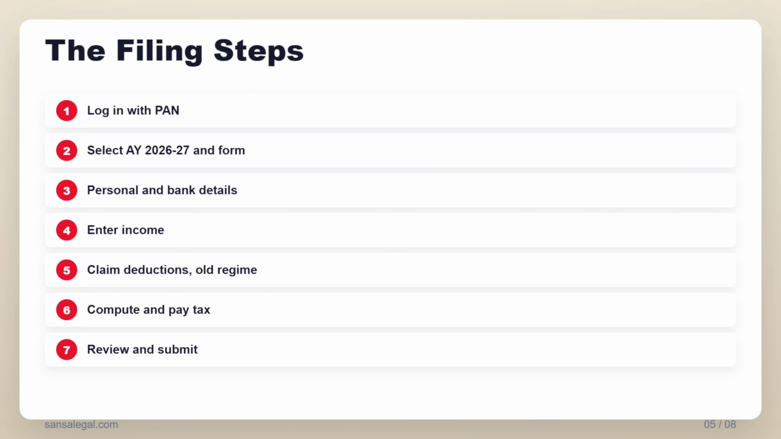If you chose the old regime, claim deductions like Section 80C up to 1.5 lakh rupees, 80D for health insurance, and 80E for education loan interest. Compute tax, pay any balance through the Challan facility, review, and submit.